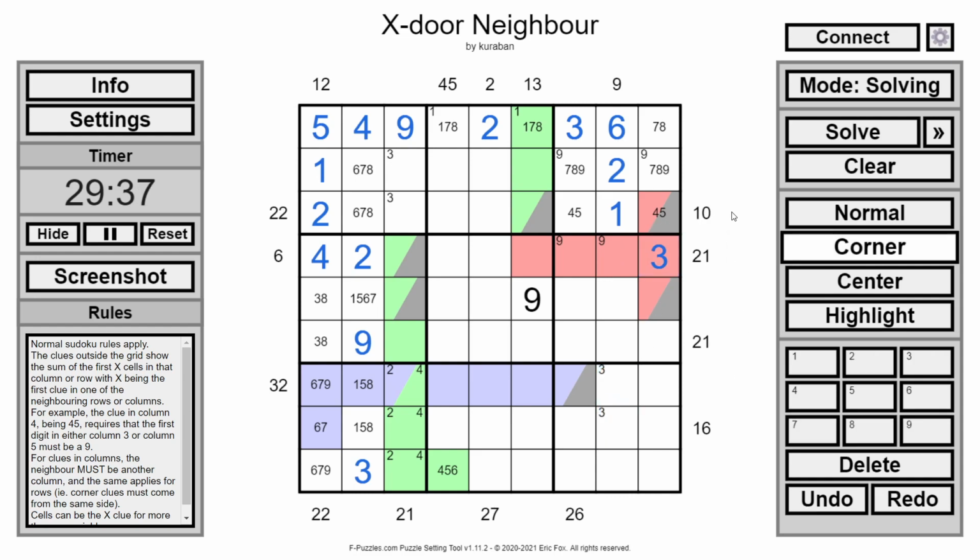We know one of these is a 3. I don't know how helpful that is immediately. But this needs to add to 21. This needs to add to 18.